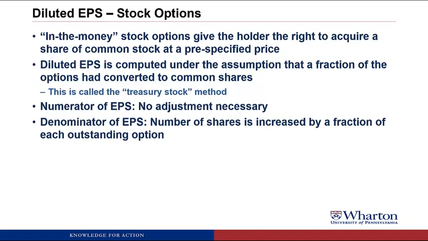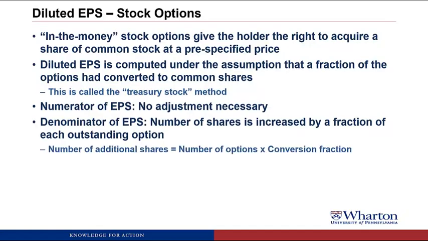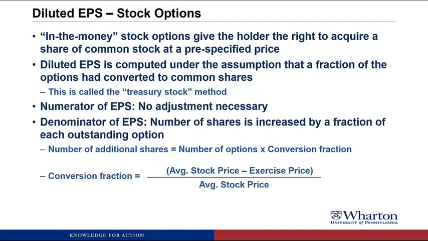In the denominator, we need to add a number of shares based on a fraction of each outstanding option. And what we're going to do is figure out the number of additional shares as the number of options times a conversion fraction. And the conversion fraction is going to be the average stock price minus the exercise price on the option, all divided by the average stock price.